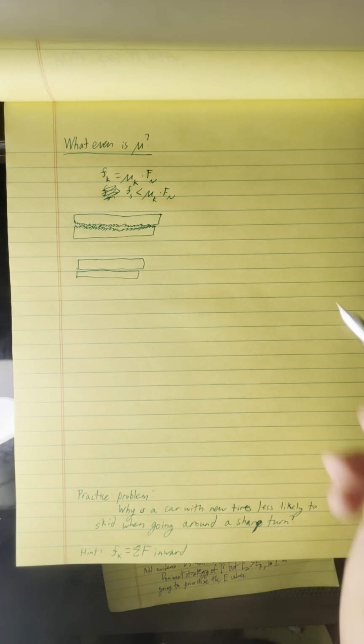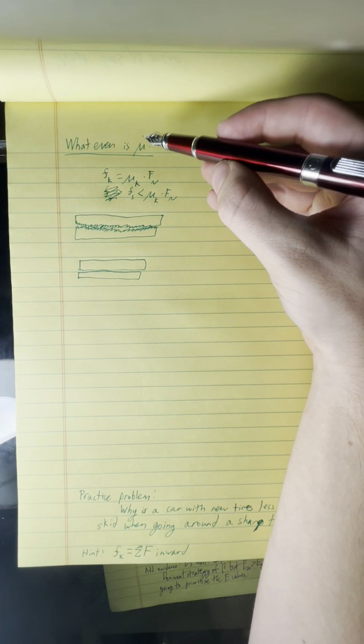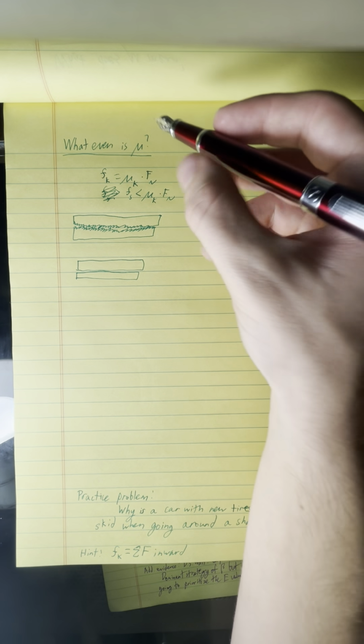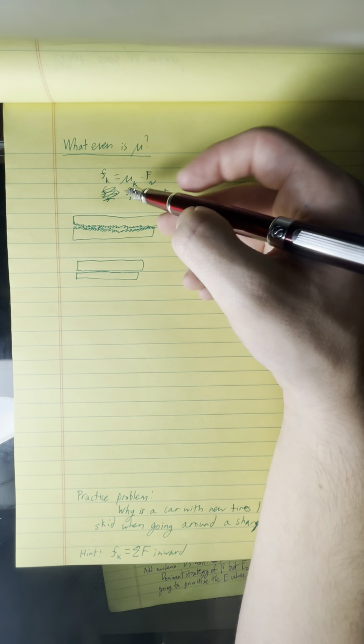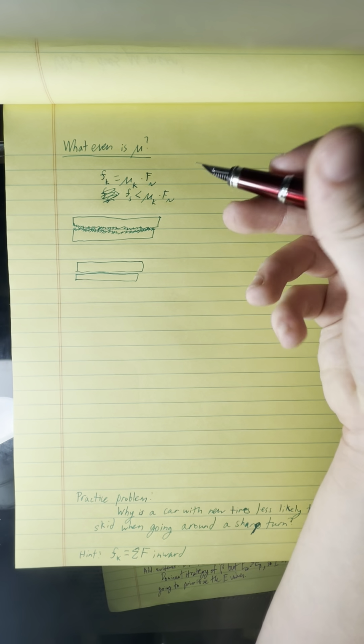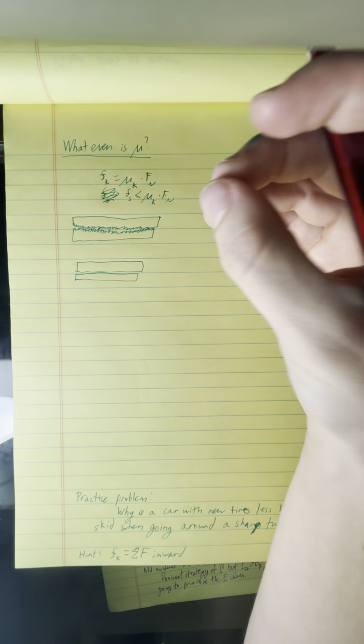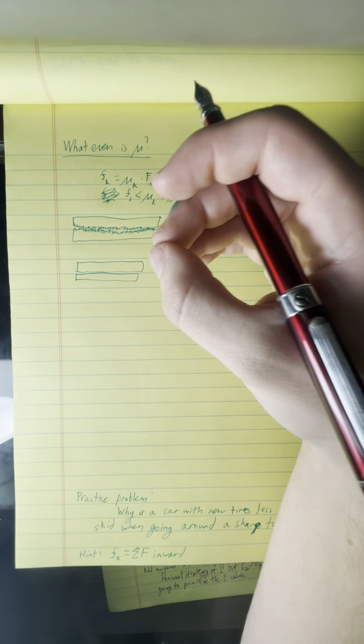So I've gotten a lot of questions recently about what even is the coefficient of friction. We all know that we can just plug the number, when we get it on a test, into these two equations and spit out some number. But what does that number mean?